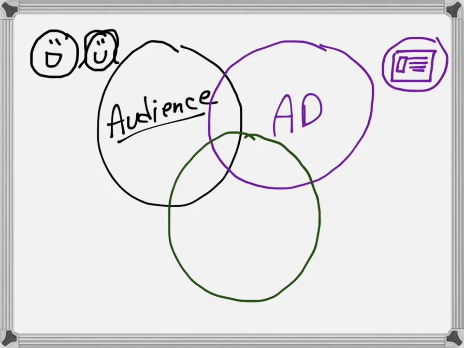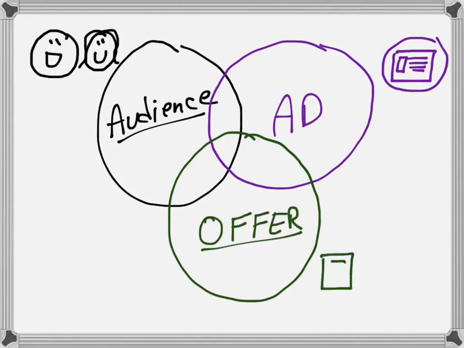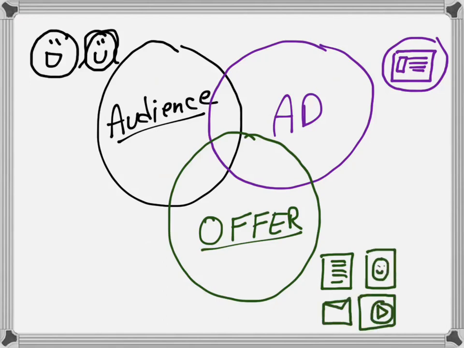The second part is the actual ad copy itself. And again, if you really understand somebody's problem or their desire, then actually writing the ad is not that tough if you use templates. Then the third part is the actual offer. It's where you send them with the ad.